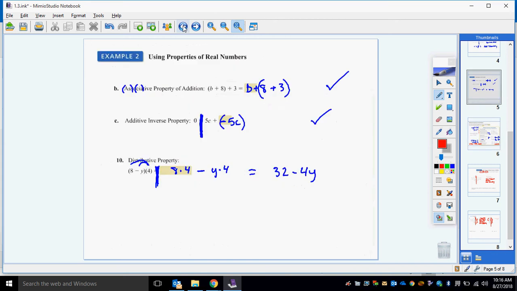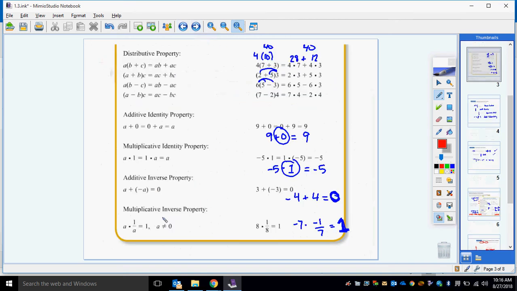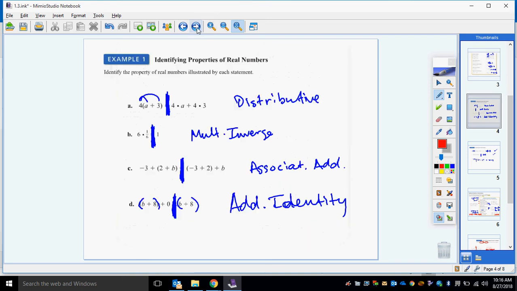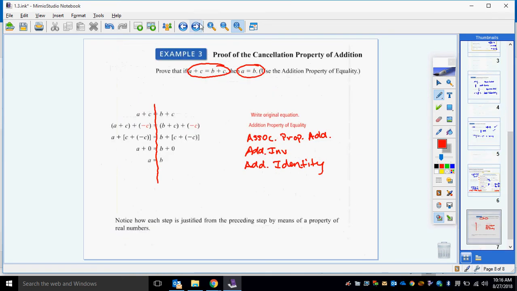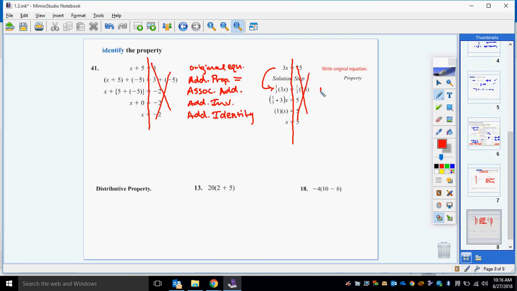Not on this page, but on this page I had a reciprocal. Oh yeah, that's multiplicative inverse. I'm multiplying by the inverse of 3. So I'm going to write multiplicative inverse.